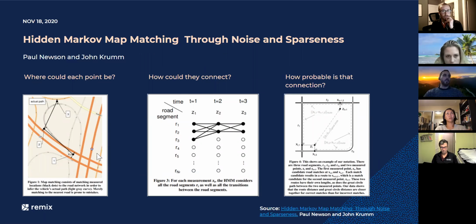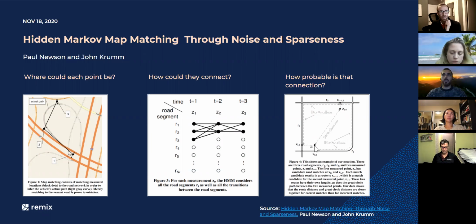The probability of the transition is, what is the probability that point 1 goes from road 1 to road 1, or from road 1 to road 2? That probability depends on the distance. So it takes into account the straight distance, or great circle distance, that is, taking into account the surface of the Earth, and compares it to the distance that would join these 2 points following the grid of the streets.